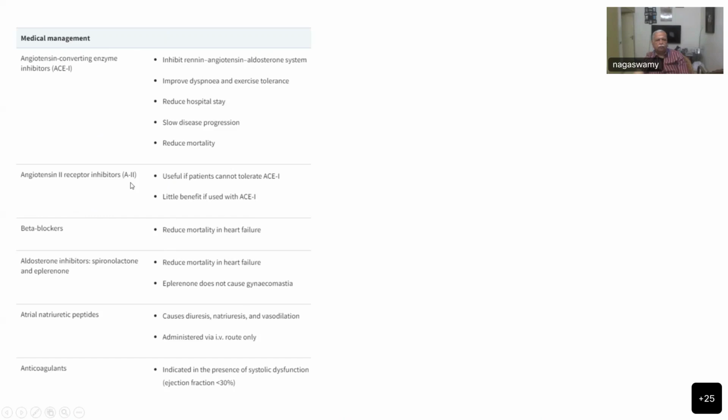Similarly, ARBs are useful if patients cannot tolerate ACE inhibitors. Some patients develop cough or allergic reaction to ACE inhibitors, so better to put them on an ARB. There is little benefit if used with ACE inhibitors, so there is no point in combining both. You can put them on either ACE inhibitor or ARB. Beta blockers reduce mortality in heart failure. If established heart failure is there, they may be given beta blockers.